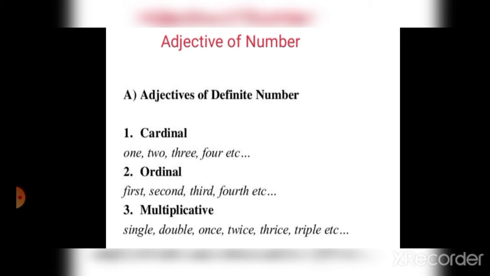Adjectives of definite number are of many kinds. First, cardinal. 1, 2, 3, 4, etc. are cardinal. Second, ordinal. First, second, third, fourth, and so on are ordinals. Multiplicative. Single, double, once, twice, thrice, triple, etc. are multiplicative.